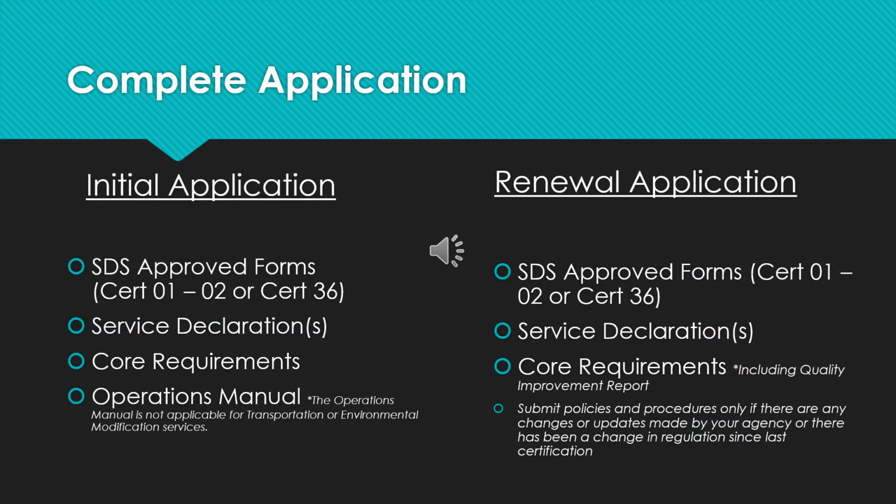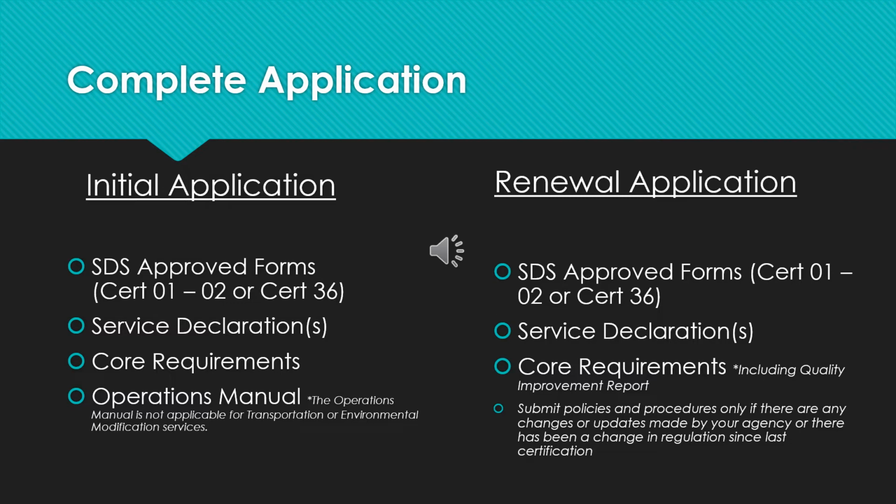There are two application types. The initial application is for first-time providers, and a renewal application will be for providers that are recertifying a current certification. Both applications are similar, but there are some differences. Both applications will need to include SDS-approved forms and the core requirements. An initial application is required to submit a business operations manual to include policies and procedures about how the business will operate. An operations manual is not applicable to a business that only provides transportation or environmental modifications.